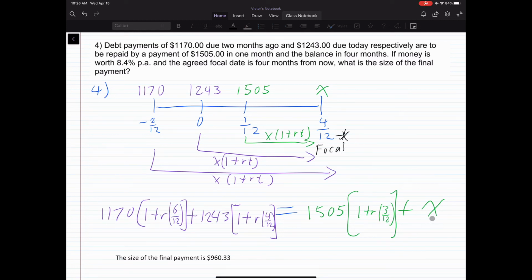Once the equation is set up, R is just your 8.4%, so R is 0.084. We substitute 0.084 into the three R's there. And once we solve the algebra, we get X equals 960.33. And that is example 4.